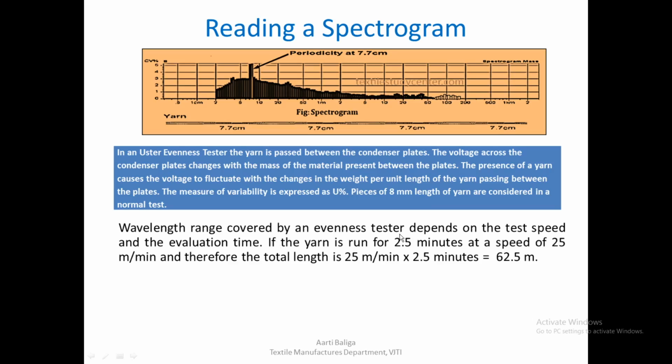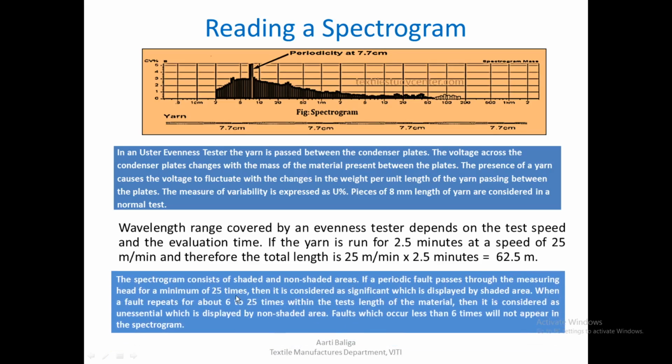The wavelength range covered by an evenness tester depends on the test speed and the evaluation time. If the yarn is run for 2.5 minutes at a speed of 25 meters per minute, then the total length that you have tested would be 62.5 meters. The spectrogram consists, as you can see in the diagram here in the graph, of both shaded portions as well as non-shaded areas. If a periodic fault passes through the measuring head a minimum of 25 times, then it is considered a significant fault, which is displayed by the shaded area.